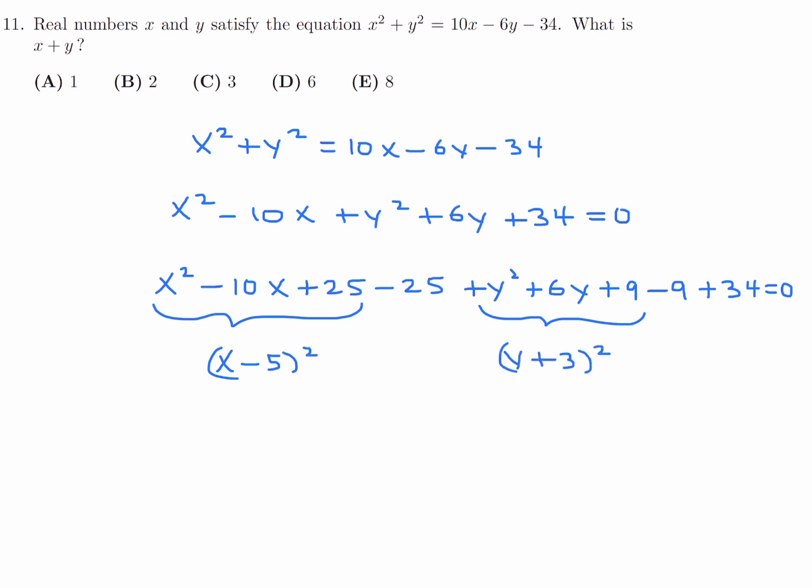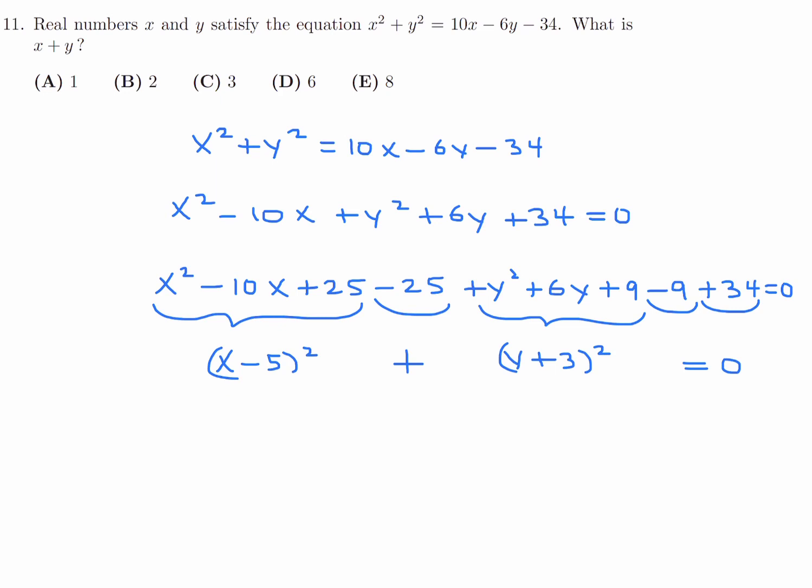And all these numbers can combine. Minus 25 minus 9 is minus 34, plus 34 is 0. So very nicely, that all cancels out. So now we're left with this. The only way this is true is something squared plus something squared equals 0. The only way that's true is if this is 0 and that's 0.